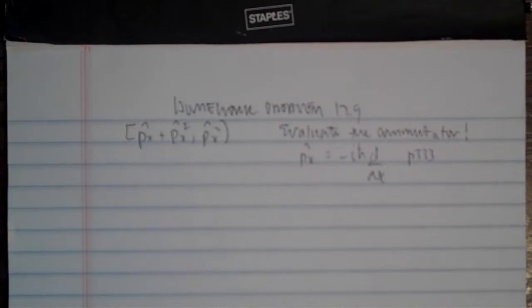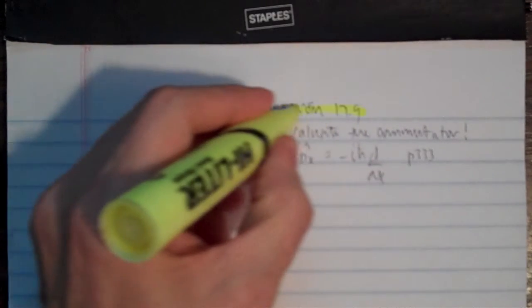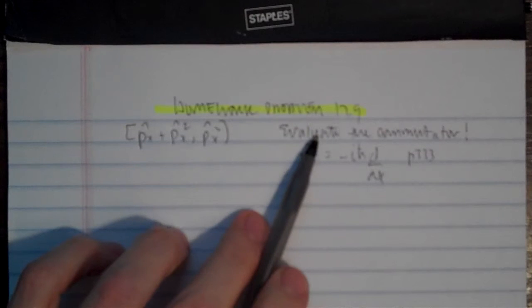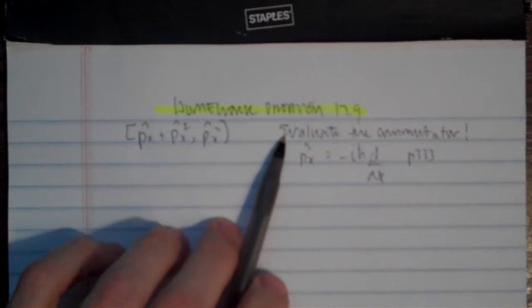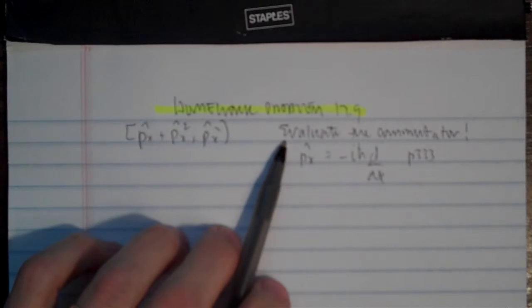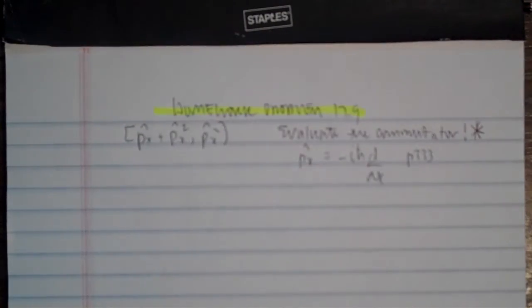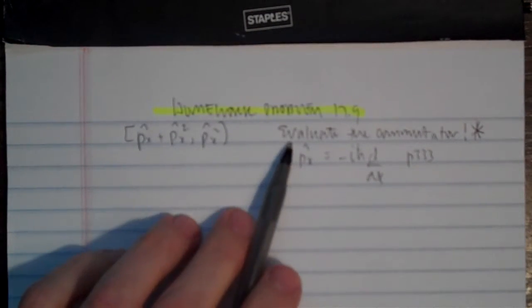Okay, so this is a video about homework problem number 17.9. The question is, of course you've got your book, but please look at it. The question is, evaluate the commutator. There's a couple other ways this question could be asked. You really should pause the video here. Put a star next to that. Pause the video and ask yourself, what other ways could this be asked?